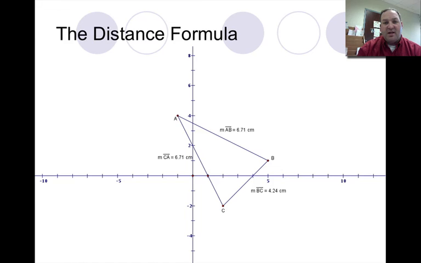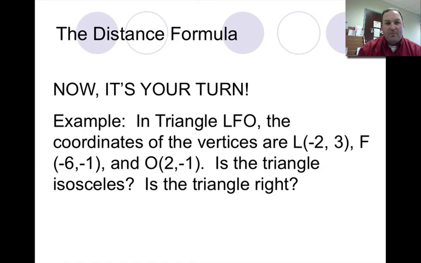All right, with this video, I'm going to leave you with one example, and you're going to try it on your own. Okay, now it's your turn. In triangle LFO, the coordinates of the vertices are L (-2, 3), F (-6, -1), and O (2, -1). Is the triangle an isosceles triangle? Is the triangle a right triangle?